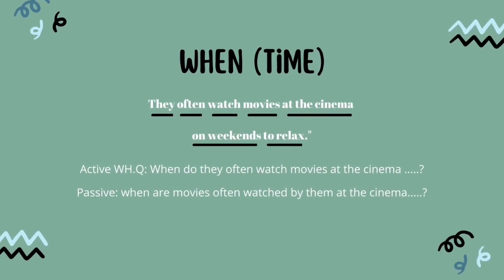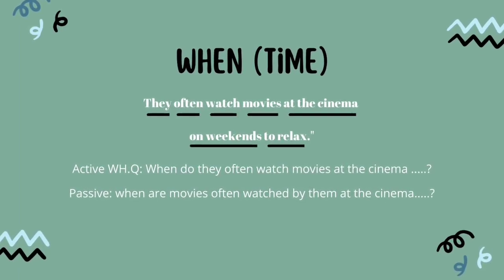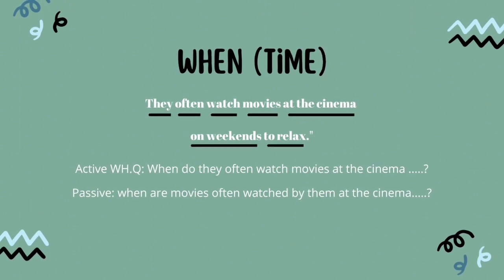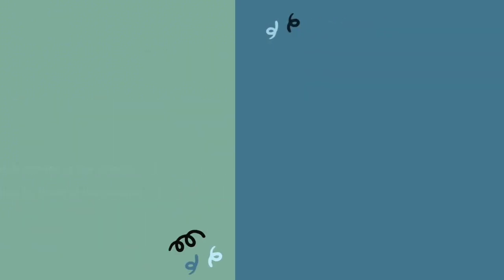And next one, the wh- question when. It's used for asking about time. The sentence: they often watch movies at the cinema on weekends to relax. Here we are going to ask about on weekends. It talks about time. So we have to change the sentence into an active question: When do they often watch movies at the cinema? Then we change into passive voice: When are movies often watched by them at the cinema?